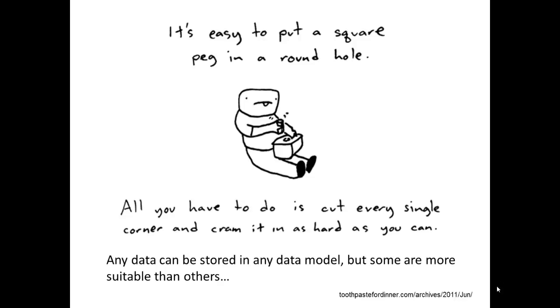It's easy to put a square into a round hole. All you have to do is cut every single corner and cram it in as hard as you can. So this slide is there to say there are lots of different database models, and we're going to see quite a lot of them in this first section. In theory, in practice, you can take any data and store it in any database model. It's not that you can't do it, it's whether you should do it, and is it the appropriate model to store the data in. And that is a design decision.